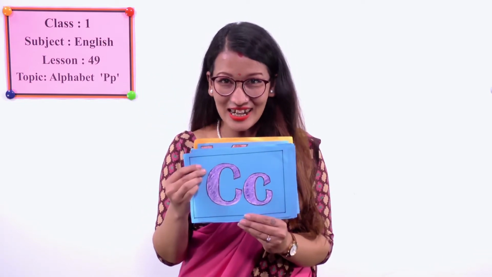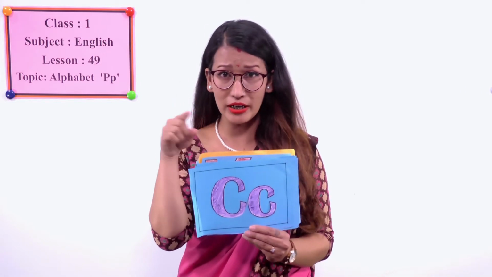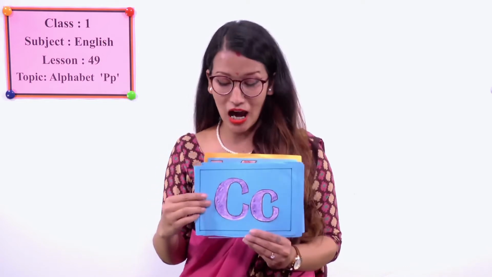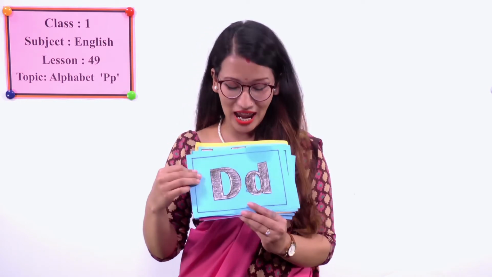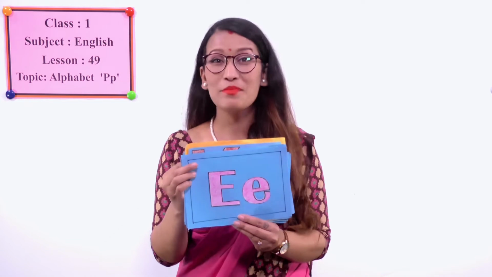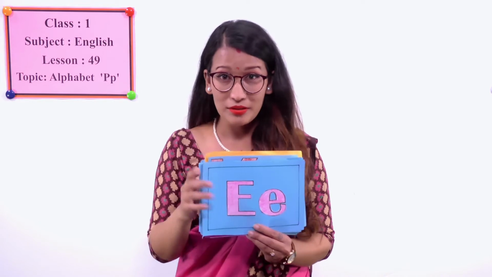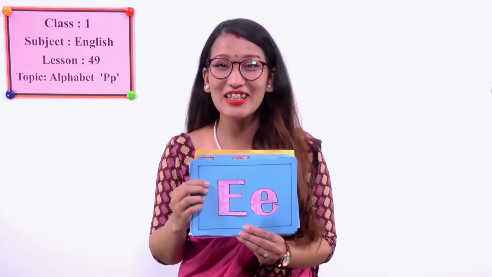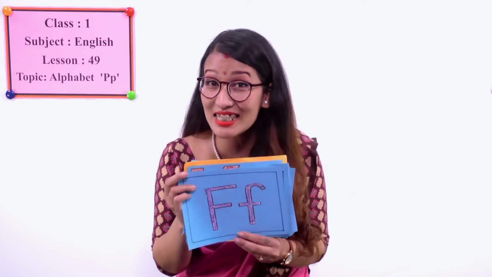What is this? This is the letter C. Can you make C in the air with your finger? Let's make C. Good. Now, can you tell me what this is? E. Excellent. Can you make E in the air? Good. E. You made it. Excellent. Now what is this?